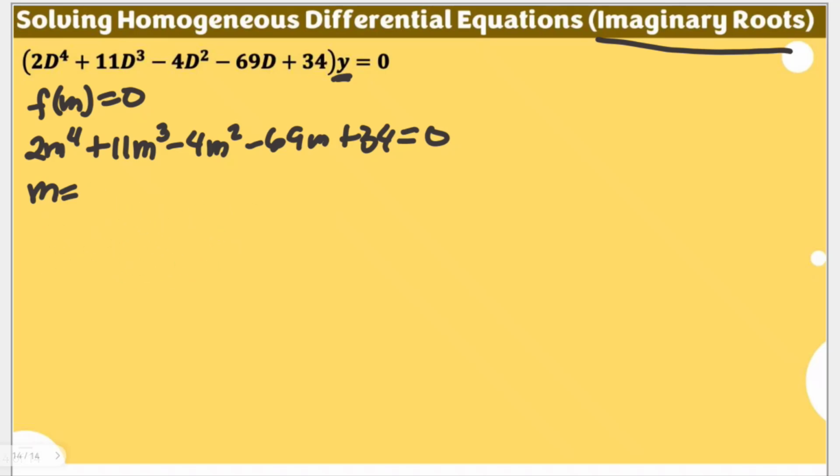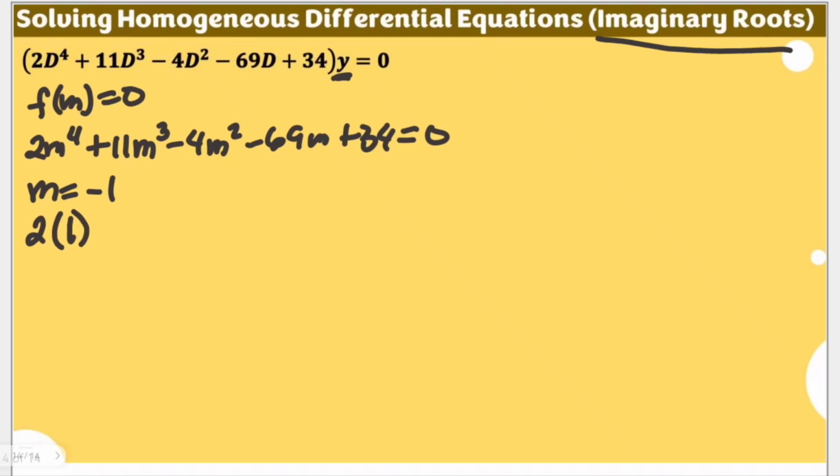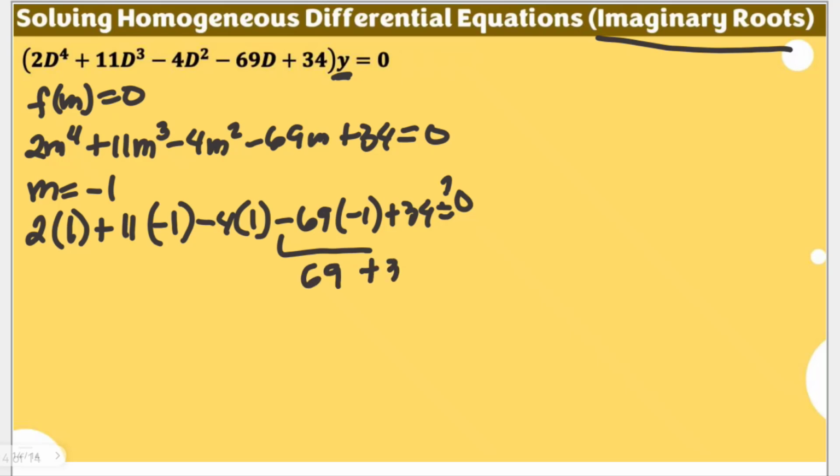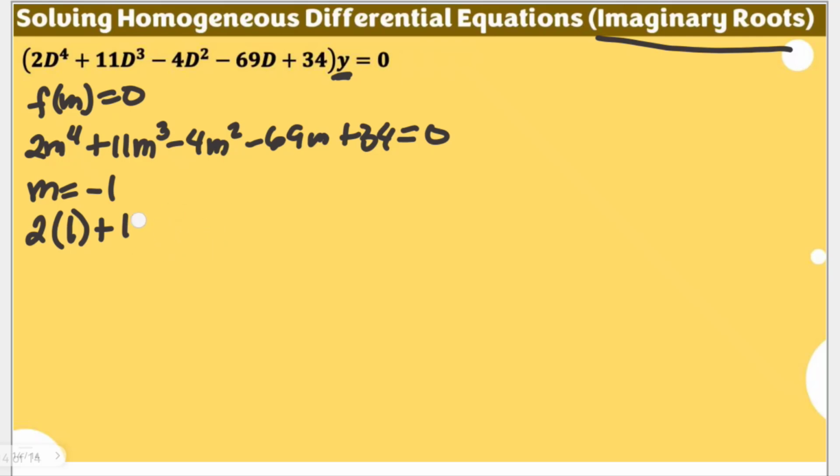Let's have negative 1. 2 times the fourth power of negative 1 is positive 1 plus 11 times the cube of negative 1 is negative 1 minus 4 times 1, that's the square of negative 1, minus 69 times negative 1 plus 34. Let's find out if this is equal to 0. But to cut this short, this will become positive 69 plus 34. That's too large already. This cannot neutralize that. So again, it's not possible. You simply try as many numbers as possible.